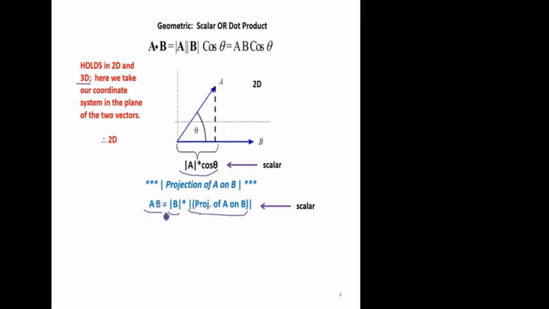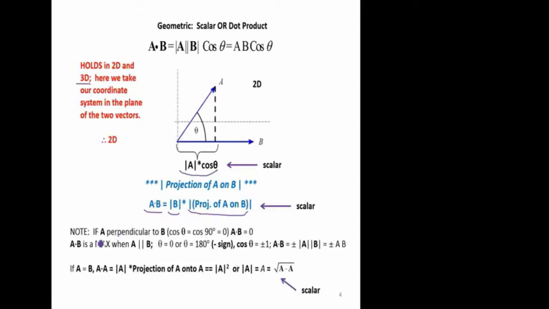The dot product is a scalar quantity, and that's a very important thing to remember. So if A is perpendicular to B, so if A were just simply to be along this axis, then our cosine theta would be the cosine of 90, which is 0. When you have two vectors that are perpendicular to each other, the dot product is equal to 0.